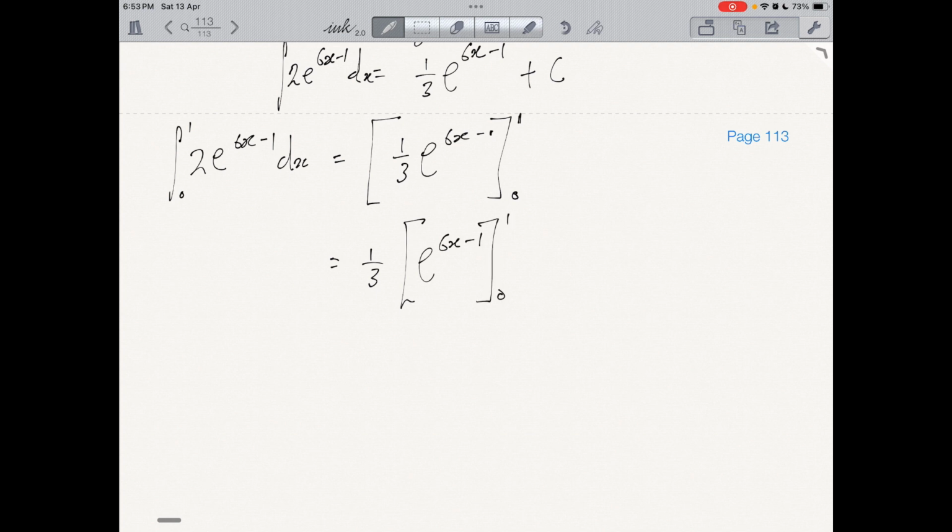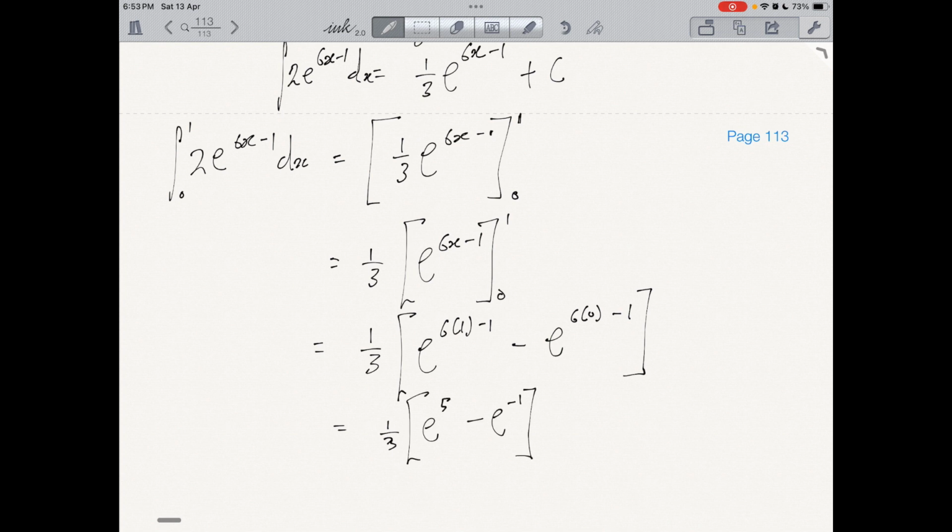So we substitute our lower limit and we substitute our upper limit. So that's 1 over 3 exponential 6 into 1 minus 1 minus exponential 6 into 0 minus 1. And this will give us 1 over 3 into exponential 5 minus exponential minus 1. And this will give us 49.35.